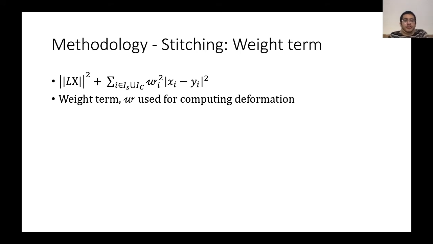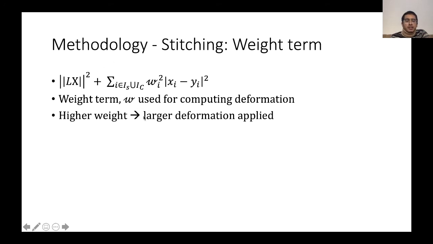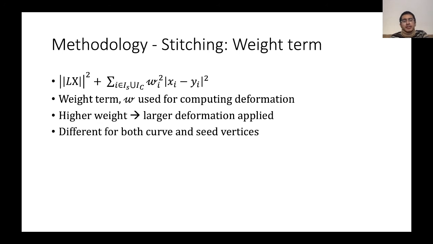And from here, the next issue is what the weight term would be used for. So right over here, as you can see, there's a weight term W. This weight term is actually used for computing the deformation for the vertices on the surface. Basically a higher weight would then result in a larger deformation being applied. And why do you need to deform a shape? That's because sometimes you might not be able to create a good continuous stitching between them. So you need to deform them to make the stitching between them smooth. However, this weight is different for both curve and seed vertices.